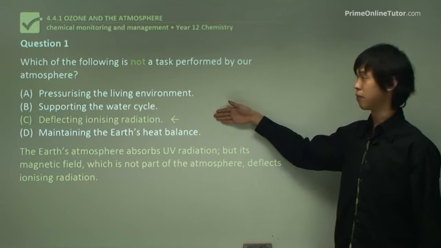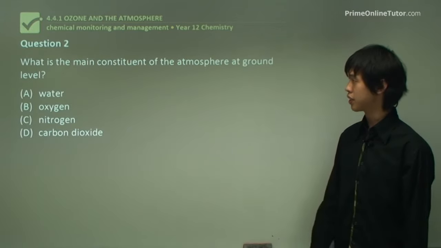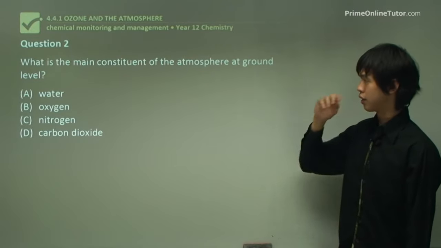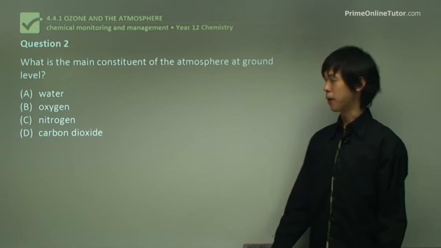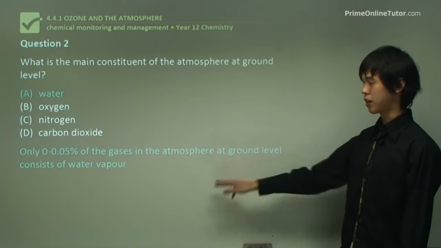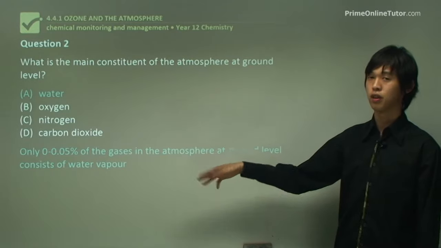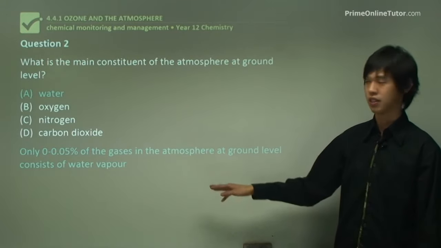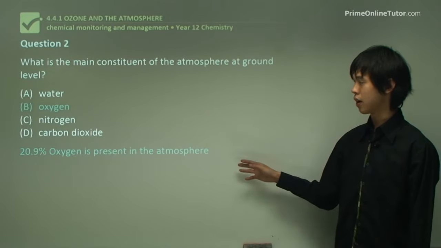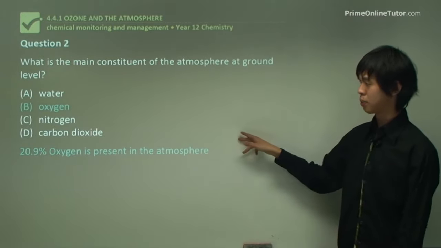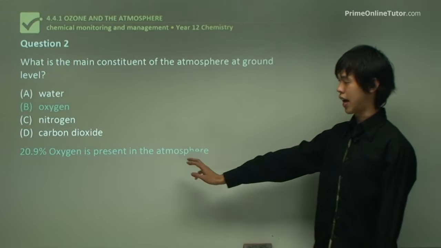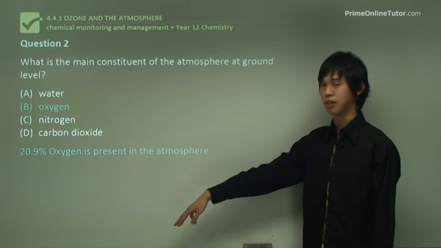If that makes sense, we can move on to question 2, which is, what is the main constituent of the atmosphere at ground level? So by main constituent, I mean, what is the biggest component? Is it A, water? No, because we've mentioned that water at ground level only composes 0.05% or even 0% of the gases in the atmosphere. So that's incorrect. Oxygen, which is again incorrect, because like I said, only almost 21% of the gases in the atmosphere are oxygen, so that can't be true either.